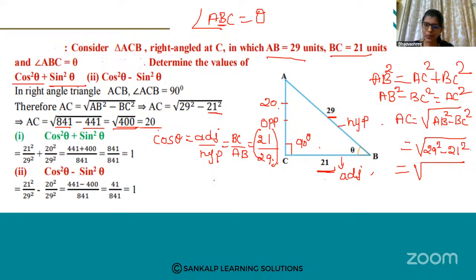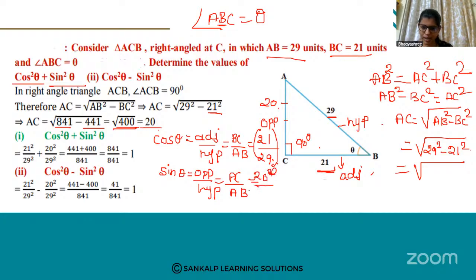Next, sin square theta. Sin theta means what? Sin theta means opposite divided by hypotenuse. Opposite side is AC. Hypotenuse is AB. AC divided by AB, that is 20 square.